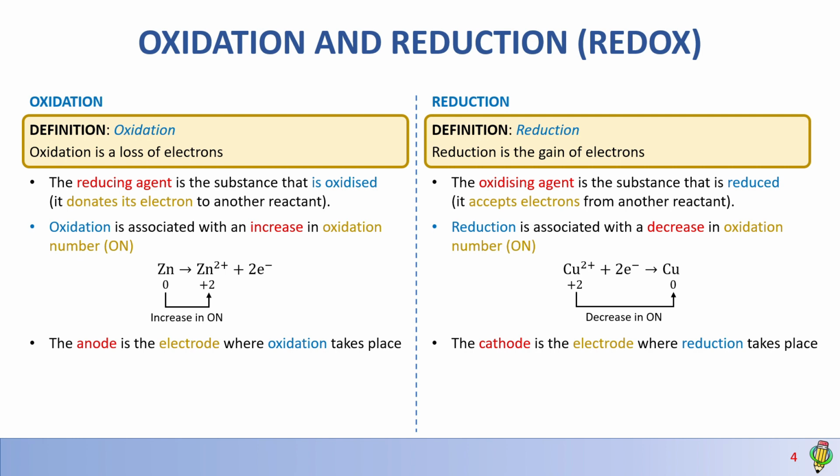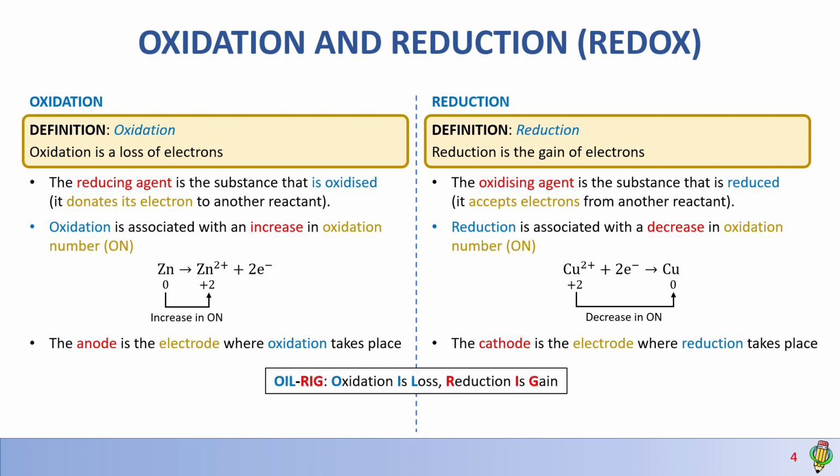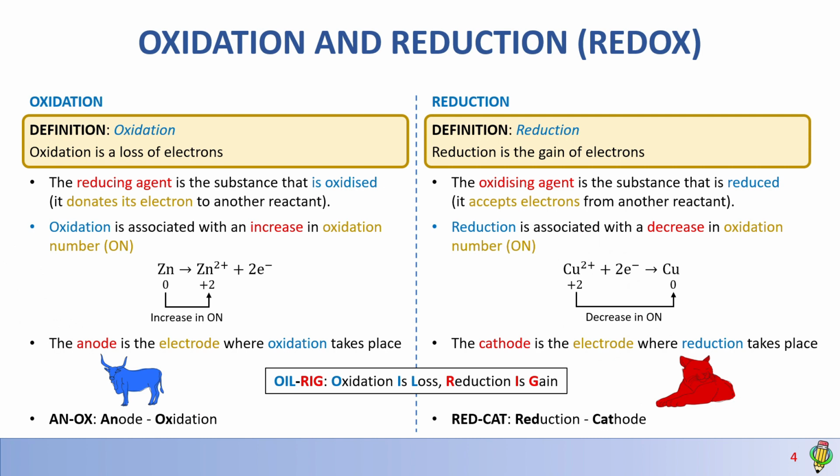Let's look at a couple of helpful mnemonics to help us remember these concepts. We have OIL RIG, which stands for oxidation is loss, so that is the OIL part, and the RIG part stands for reduction is gain. The second one, in the context of oxidation, we say AN OX, which means anode is where oxidation takes place, and RED CAT, which means reduction takes place at the cathode. So when you have these three, you basically have the chapter at your fingertips.